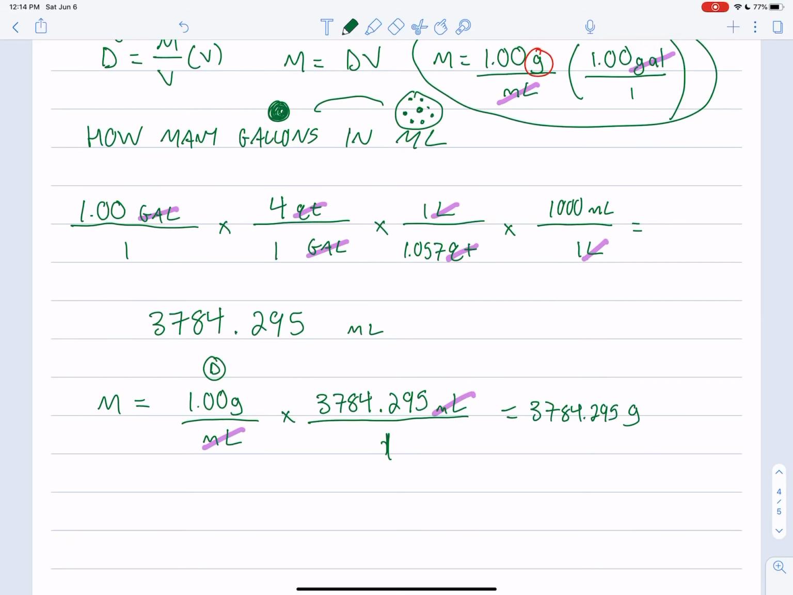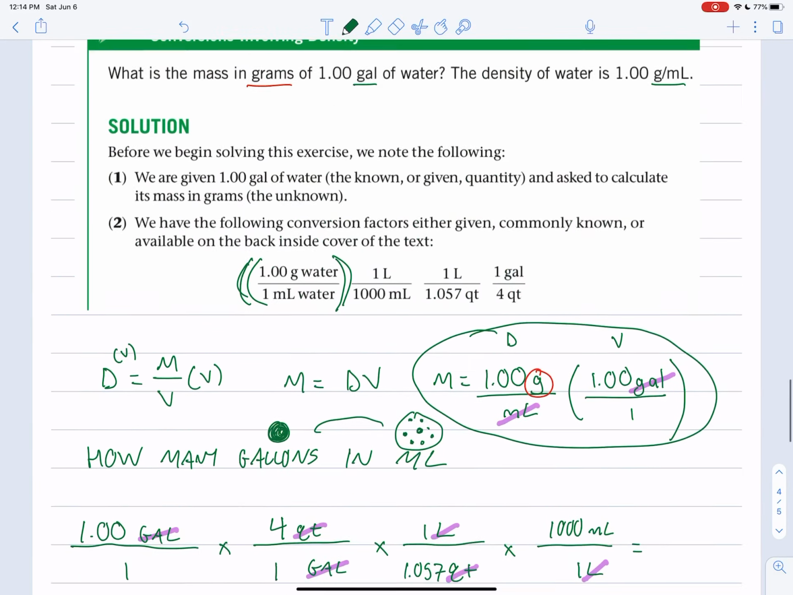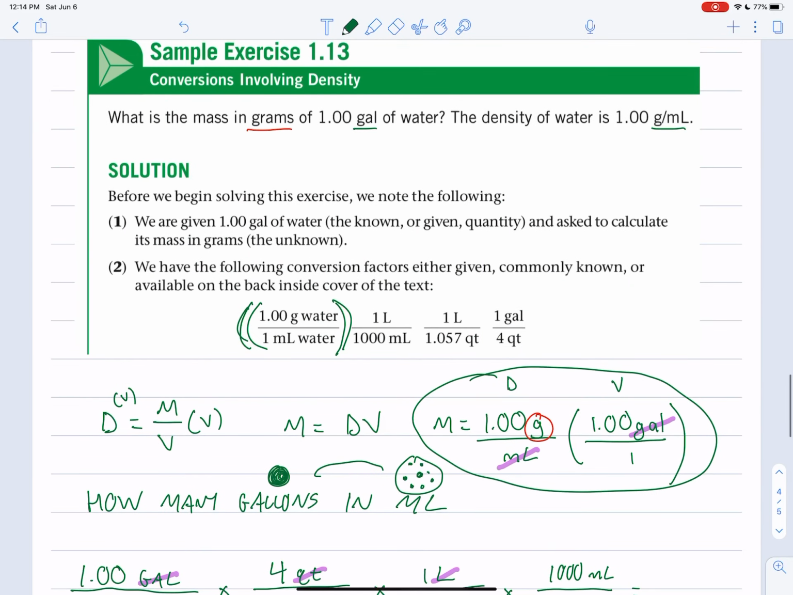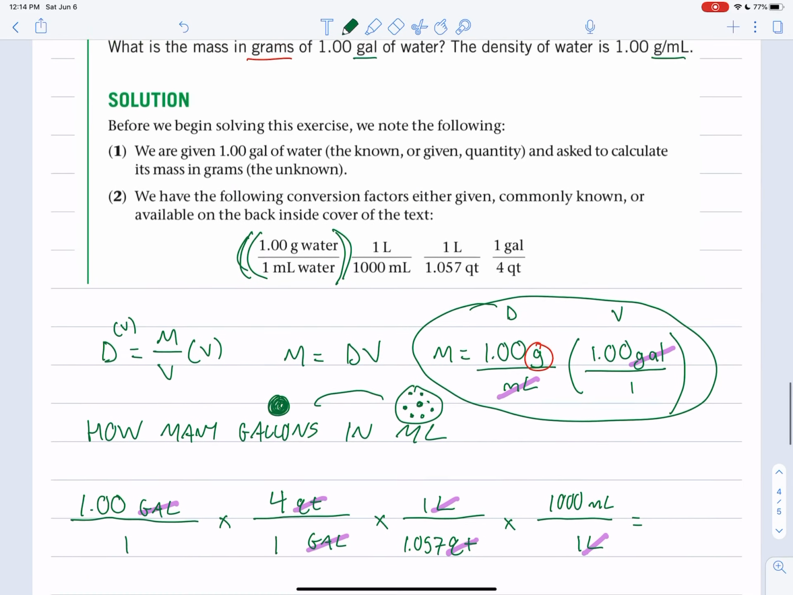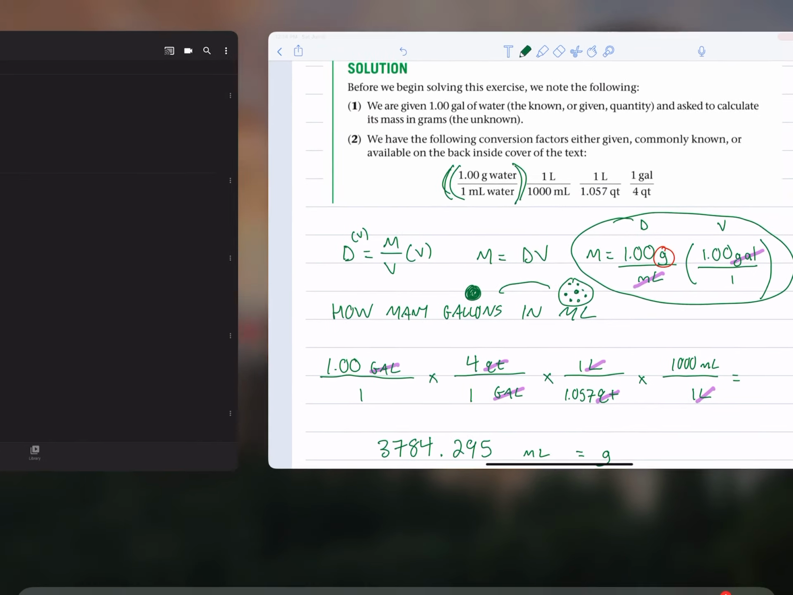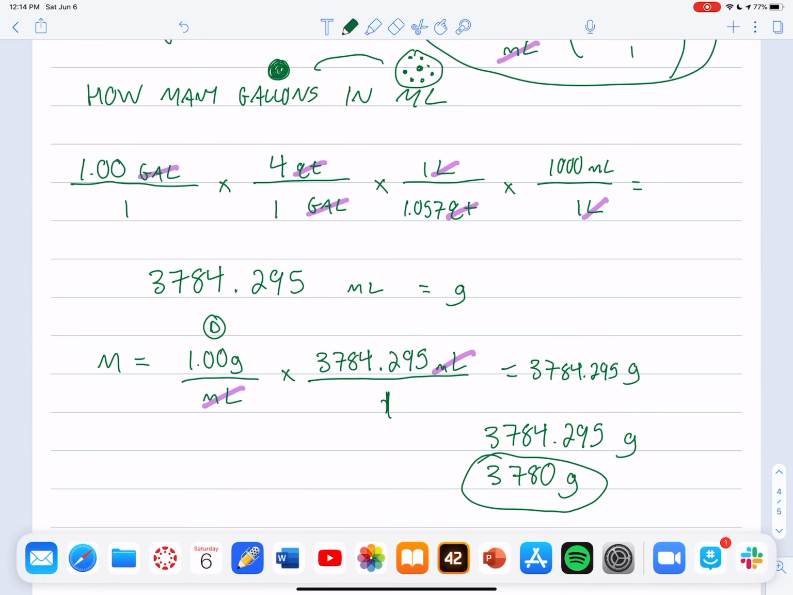3784.295. And also, look, 1 gram equals 1 milliliter. So milliliters and grams are interchangeable. So that's pretty cool. So our answer, hopefully, is 3784.295 grams, or potentially in 3 significant figures, 3780 grams. All right, let's pray and hope that that's what we got in the textbook. So 3780 grams.